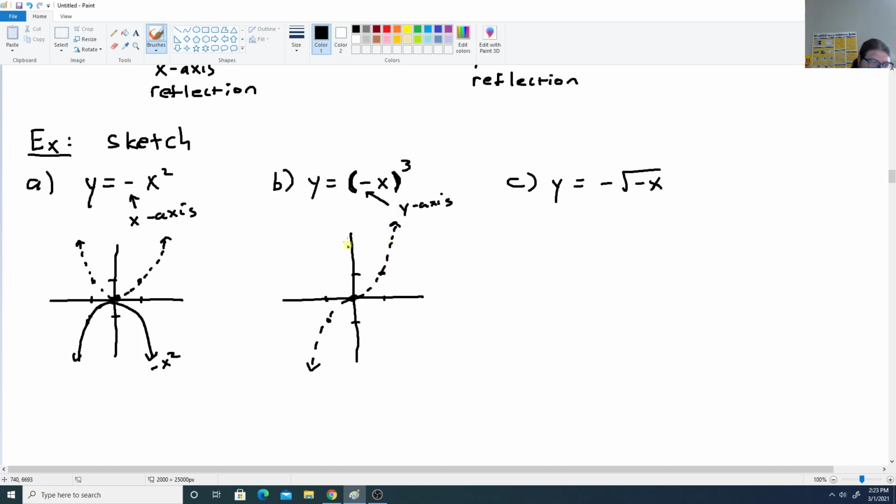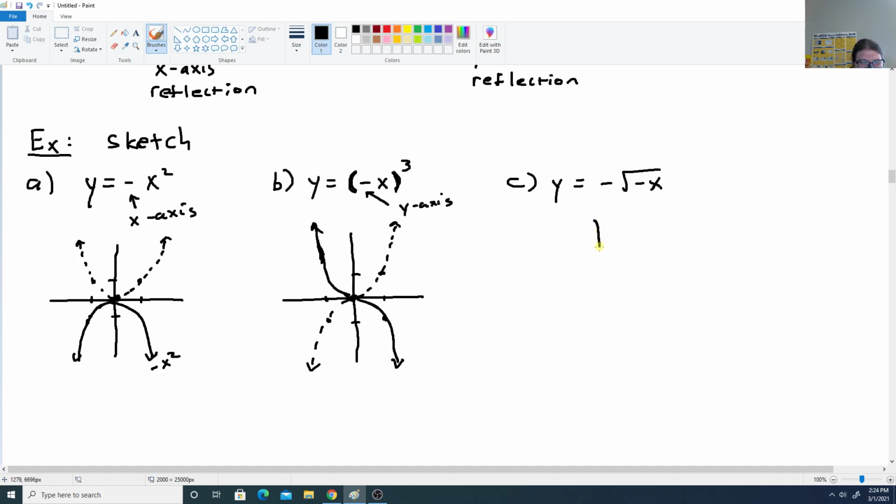For a y-axis reflection, you pretend like there's a mirror along the y-axis. It's going to take this right-hand side and reflect it around the y-axis, and that's going to become our new left-hand side. So this right-hand part right here reflected became the new left-hand. This left-hand part down here reflects and becomes my new right-hand side. And so that's our graph for part B, y equals negative x cubed.